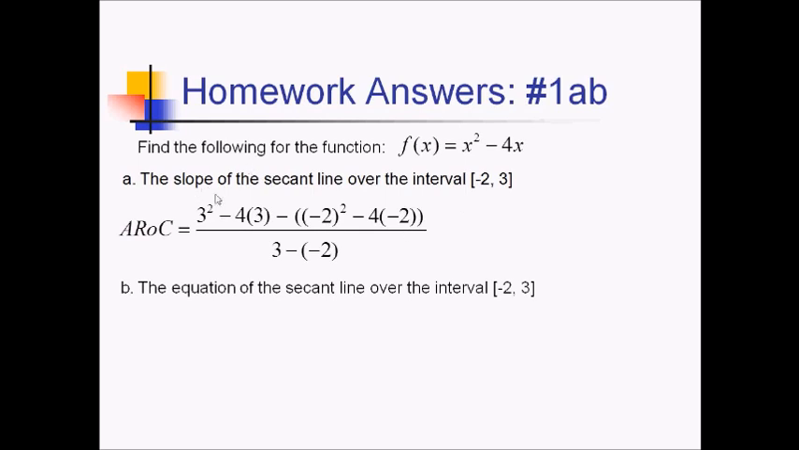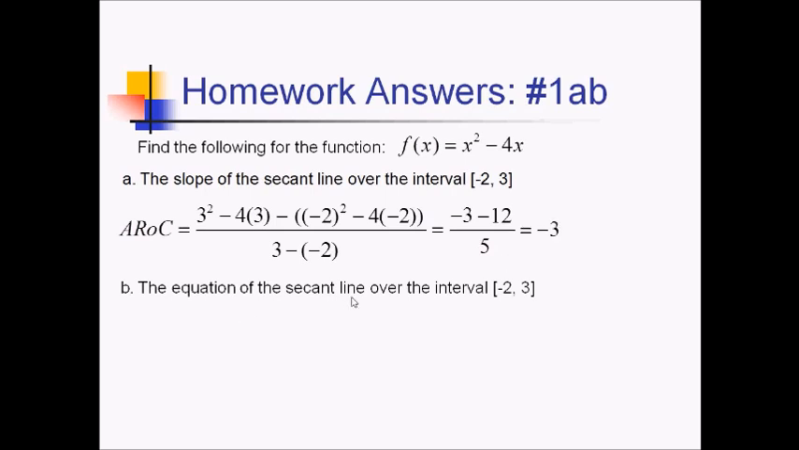But let's go ahead and crunch the numbers for answer matching purposes. So we've got 9 minus 12, so negative 3. Over here, this is 4 plus 8, so 12, and we're subtracting that from negative 3. And down here we have 3 plus 2 for 5. So negative 15 over 5 gives us negative 3 for the slope.